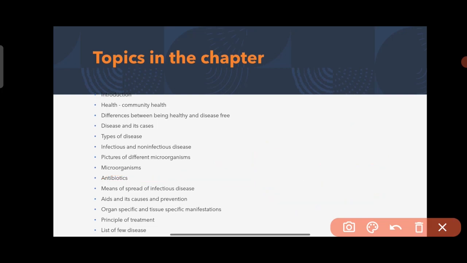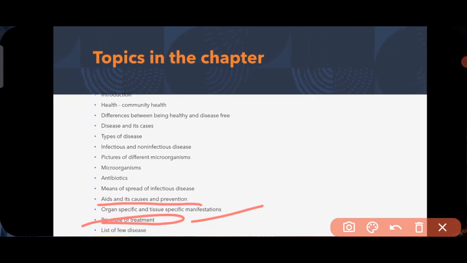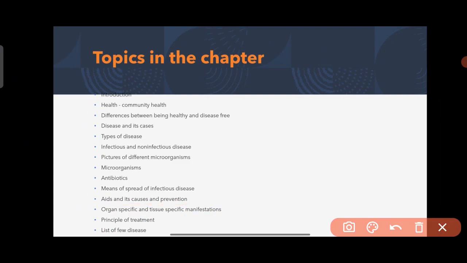Now we'll talk about the means of spread of infectious disease: how diseases spread and what the specific agents are through which they spread. We'll be studying this. Next is AIDS and its causes and prevention, then organ specific and tissue specific manifestations, principles of treatment, and a few diseases. We'll be studying some of the diseases also. So these are all the topics in this chapter we will be discussing.